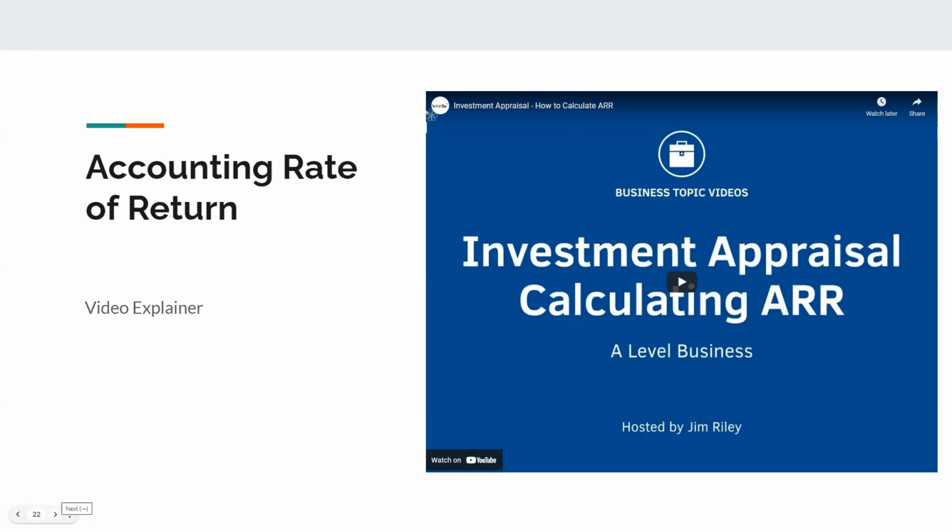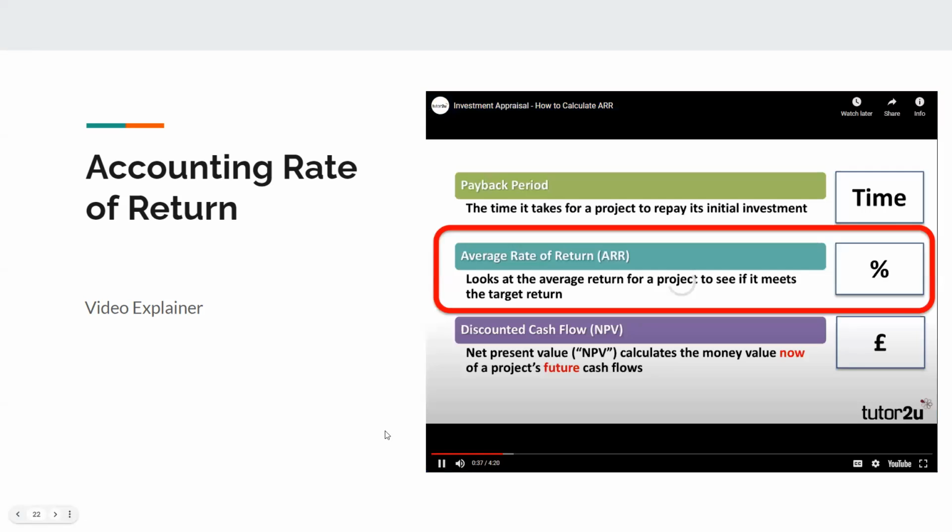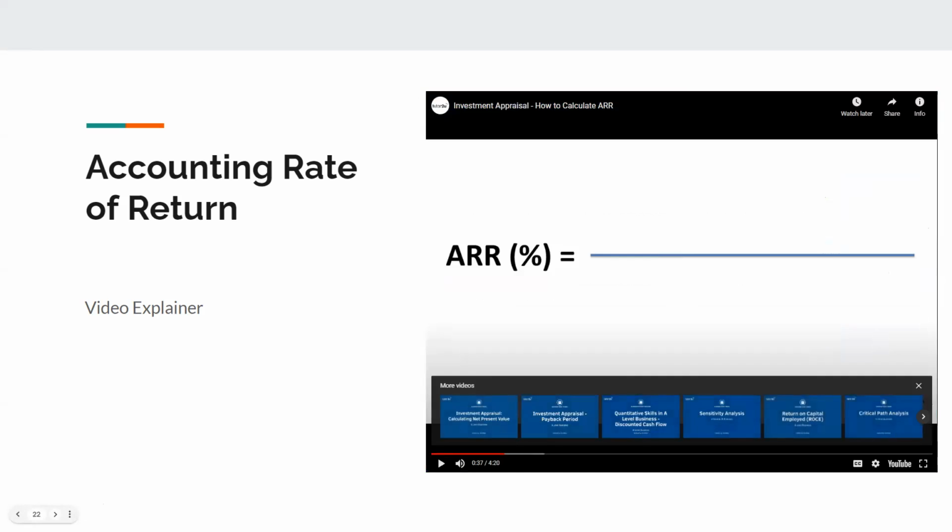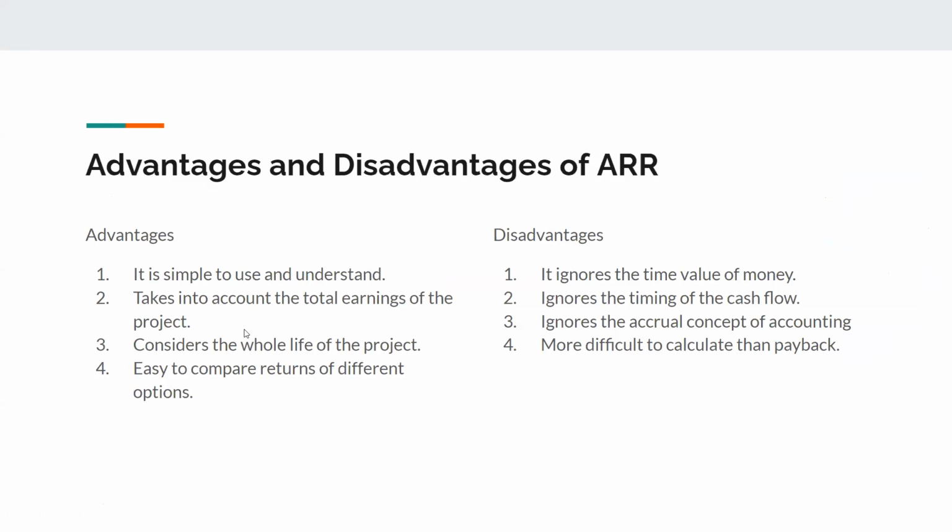They look at the net cash flows from year one to whichever is the final year, and they forget to deduct the total cost of the investment. Don't forget that. So the advantages of the ARR, as you can see, is very simple to use and understand.